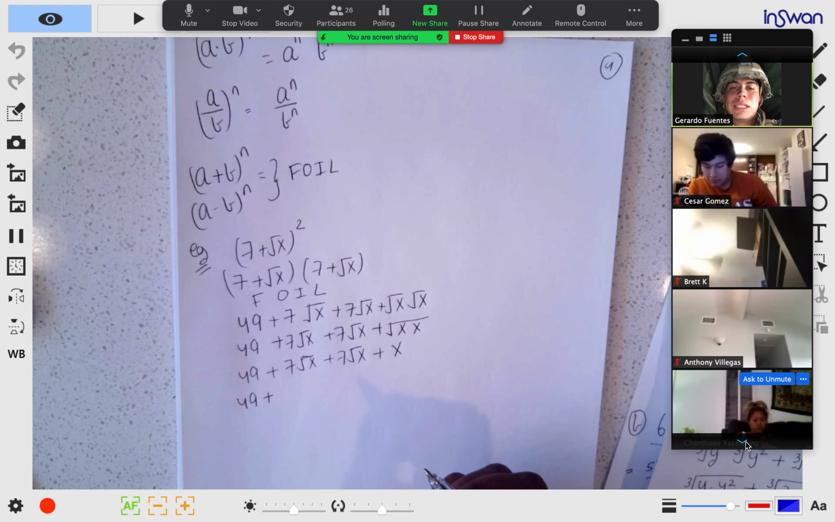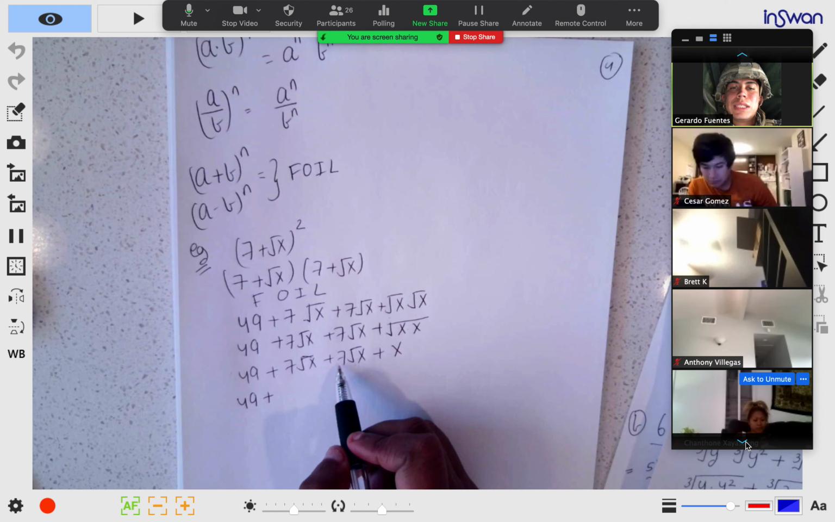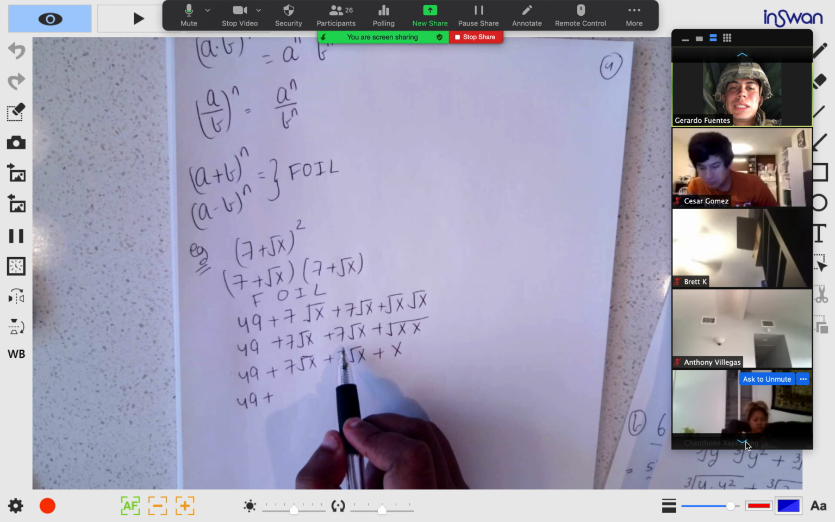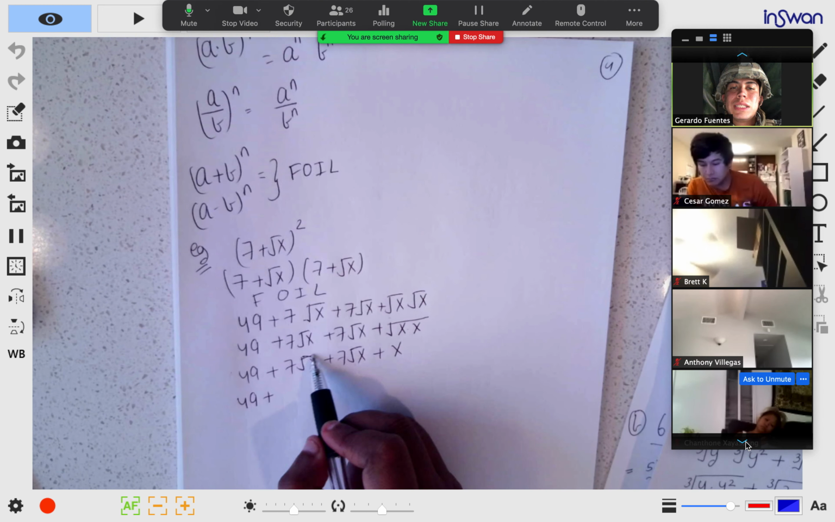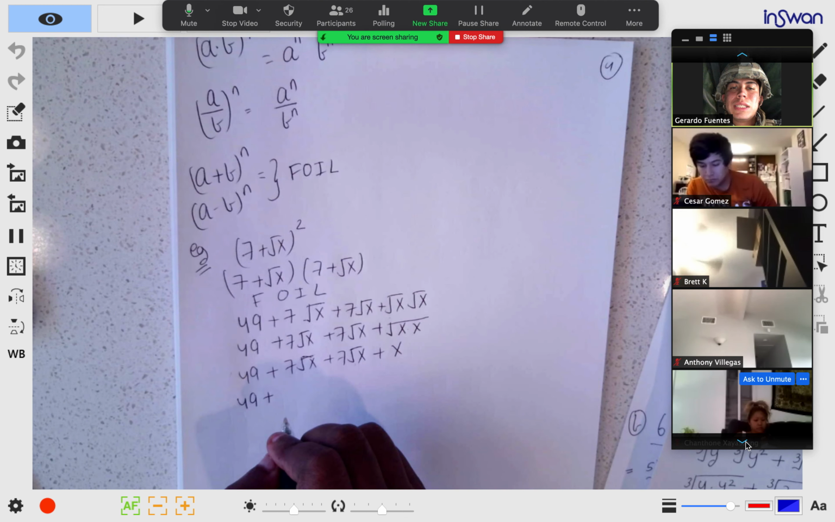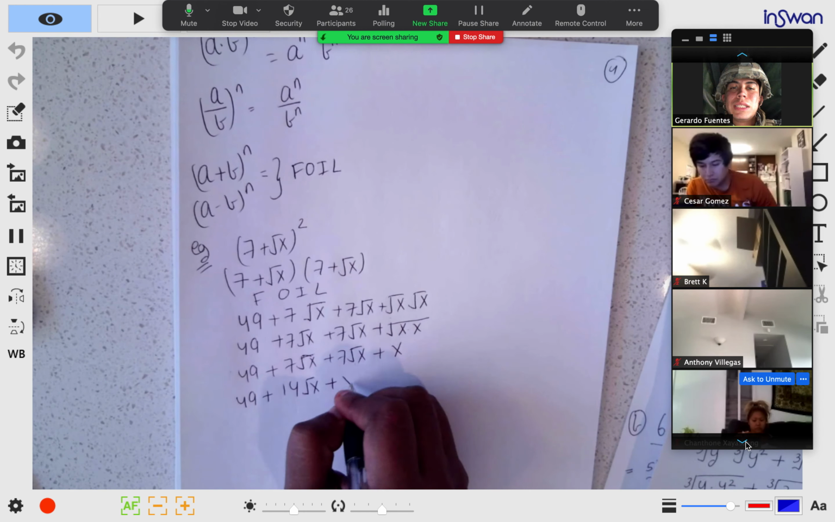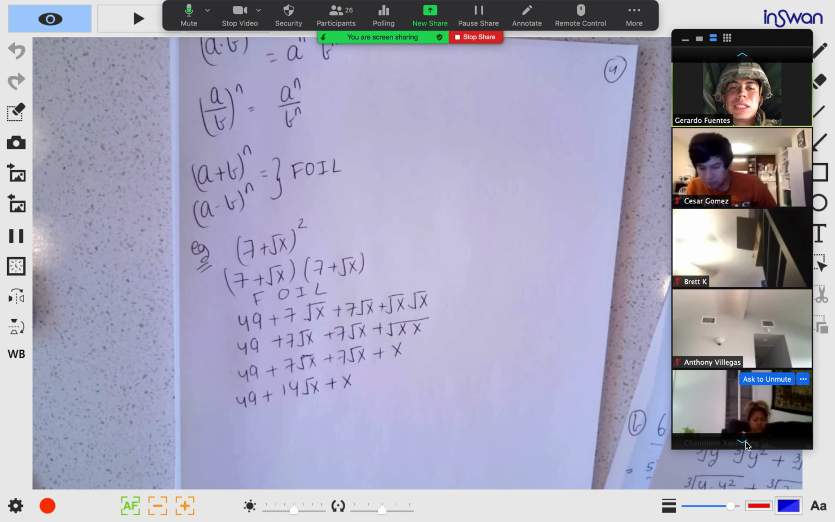So you combine the 7 square root x with the other 7 square root of x? Since these both have square root of x, they both have the same square root, you can. So you're just adding, so it's going to be 14 square root x? Exactly, yes. Plus x. And you cannot combine them because this is a constant. This has a square root of x and this is just x. Good.